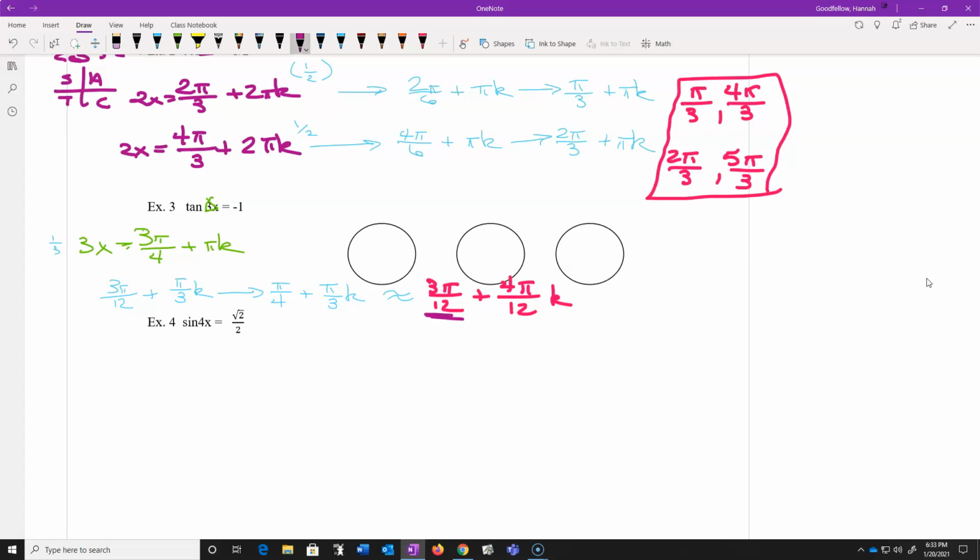The first one is going to be definitely this one, 3 pi over 12, which is really pi over 4. And then I'm going to add this one on there. I'm going to get another one, which is 7 pi over 12. And you just keep adding it on till you run out of the interval. So I get 7 pi over 12. The next one would be 11 pi over 12. The next one after that would be a 4 added on to the 11, or 15 pi over 12.